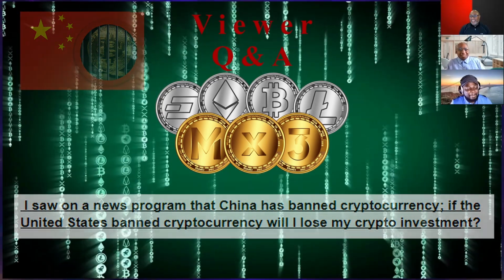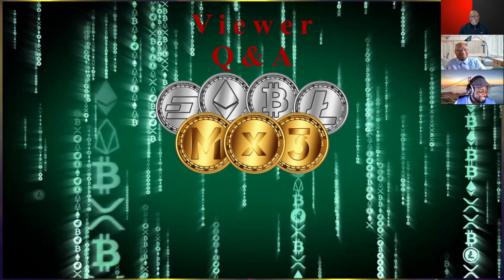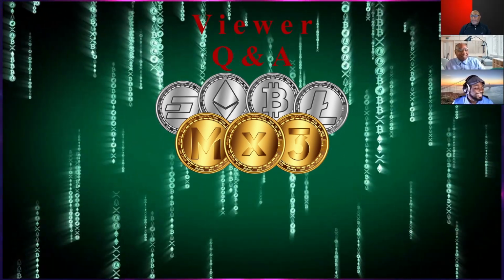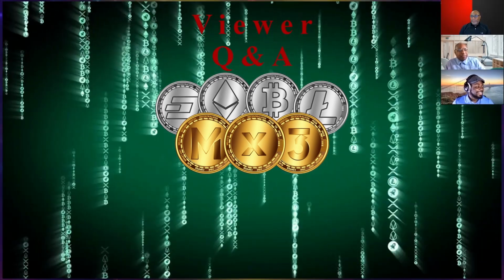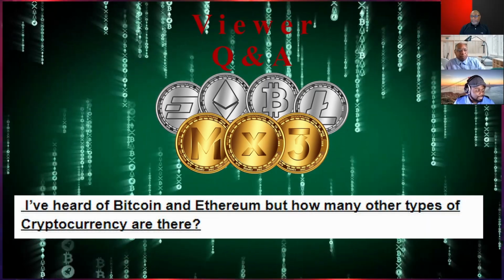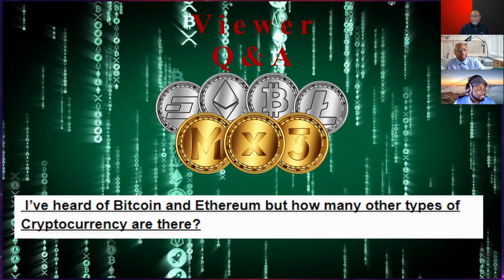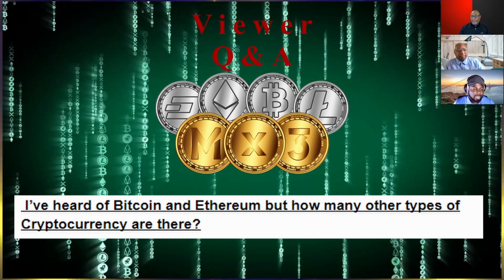And moving on to the next crypto question. This one comes in: I've heard of Bitcoin and Ethereum, but a news show mentioned Cardano and Polkadot. How many types of cryptocurrency are there?